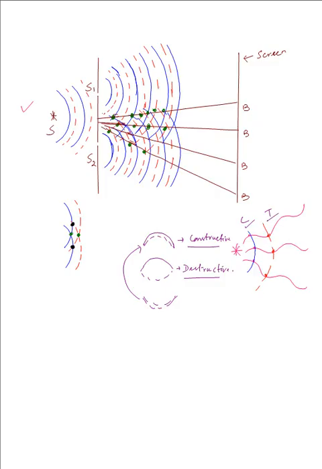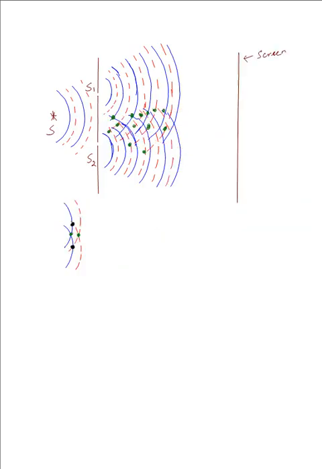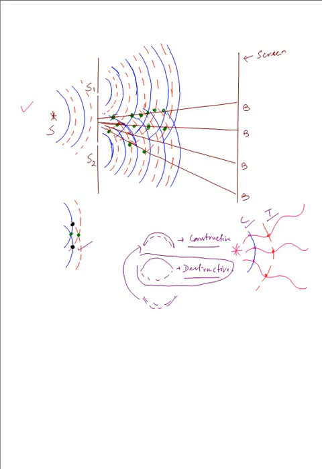Now crest on trough is going to result in a destructive interference, is what we have discussed, and that is what I have represented by those black dots over there. So those black dots represent the points of destructive interference.